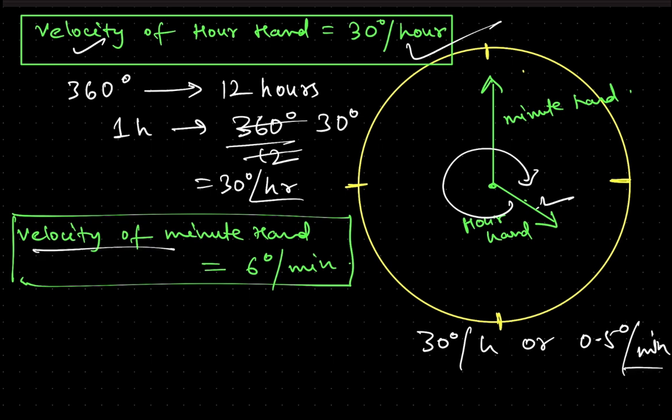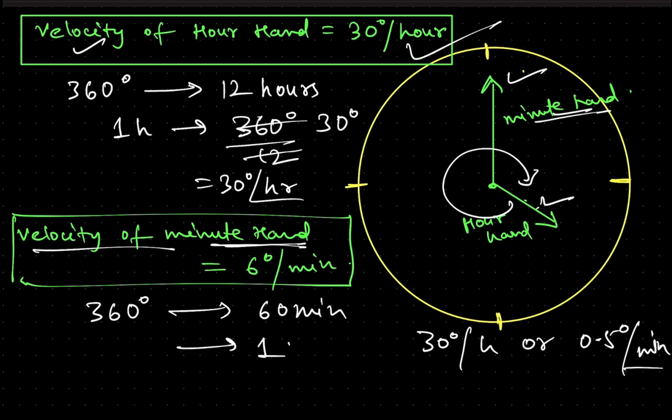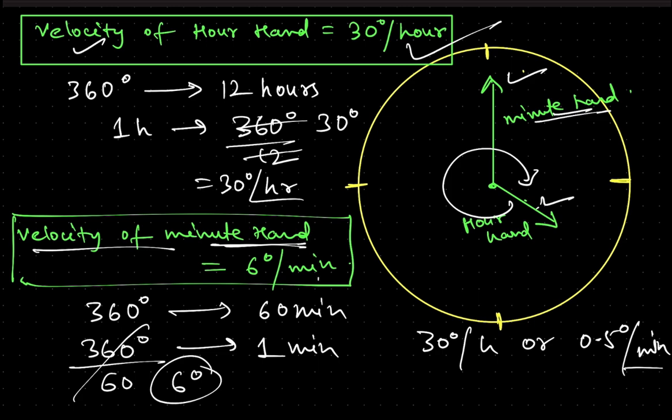And the velocity of the minute hand. If we try to calculate the velocity of the minute hand, we know that the minute hand, which is the longer hand of the clock, rotates 360 degrees in how many minutes? 60 minutes. So in 1 minute how much will it rotate? 360 degrees by 60, that is 6 degrees. So that's why we have this 6 degrees per minute.